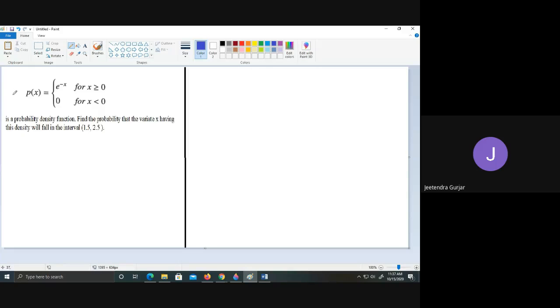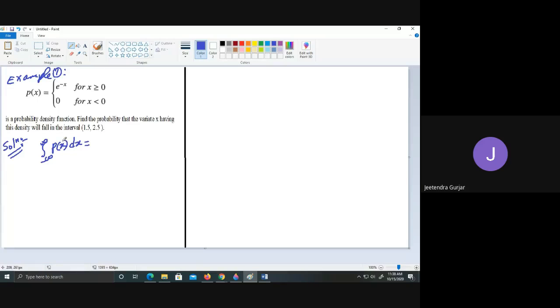Yes, this is our example 1. So be ready with your calculator. I will ask you to calculate in the calculator; I think everybody is familiar with how to calculate using the integration function. So we'll see now. The probability condition says that you take the integration from minus infinity to infinity of p of x dx is equal to.